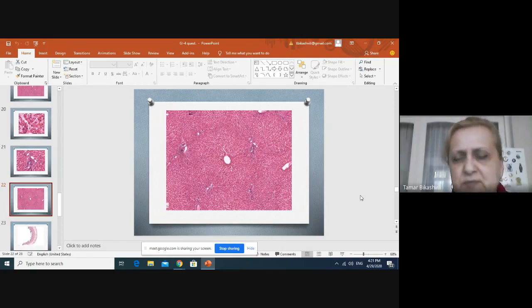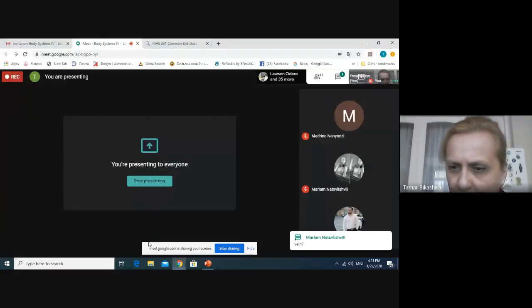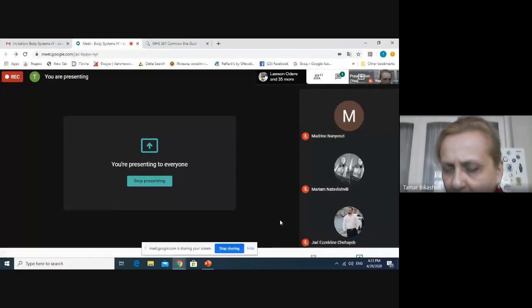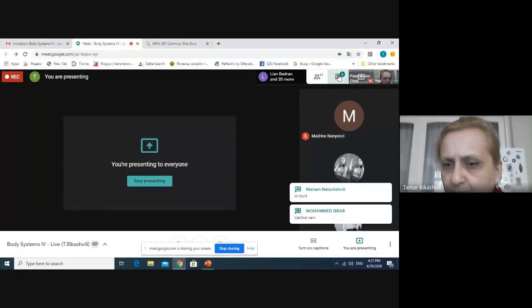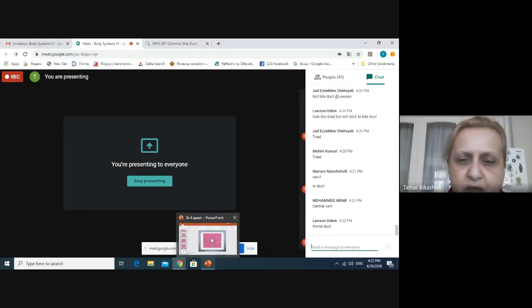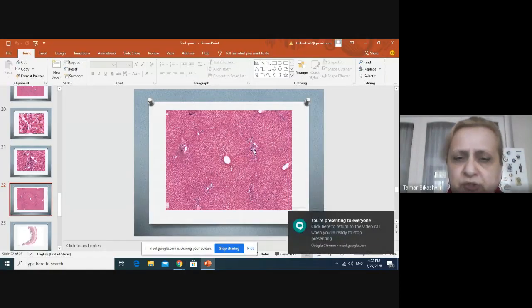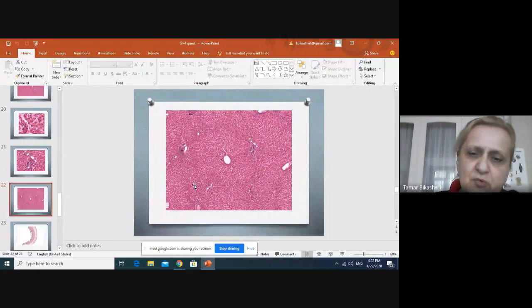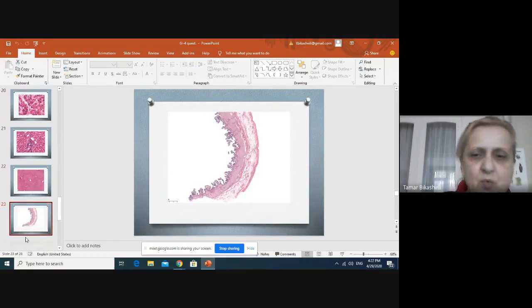Then, okay, this: portal duct, central vein, portal duct. Okay. Now, yes, this is the central vein, portal triad. Really, this is the lobule, hexagonal structure, the lobule, central vein with the triads at the periphery. Okay, now what's this?